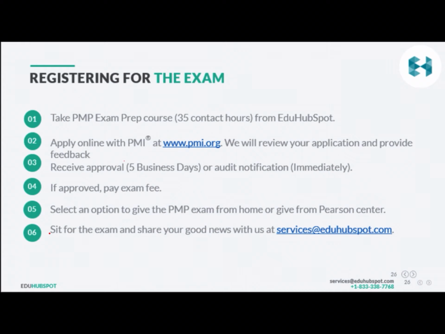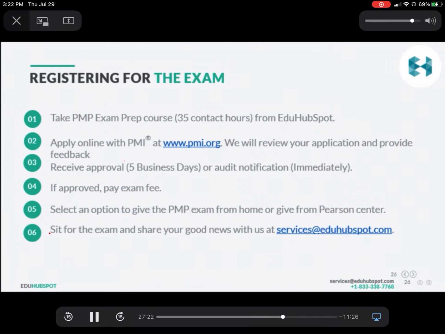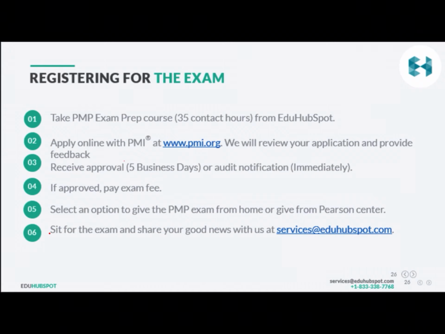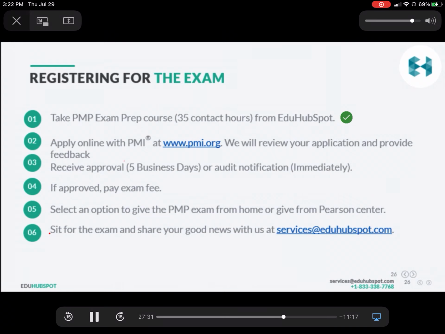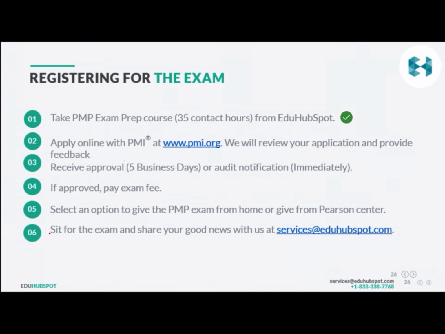Okay, how to apply for the exam? First of all, you have to take a boot camp, a live class. There are different ways of taking a class. Either you can do self online learning, but PMI has introduced the concept of ATP, Authorized Training Partners. What that means is only a selected few recognized companies like EduHubSpot, who are part of this elite group of ATPs, can teach this class. I cannot use my own slides. I have to use PMI slides to teach that class. That is where the authenticity comes from.